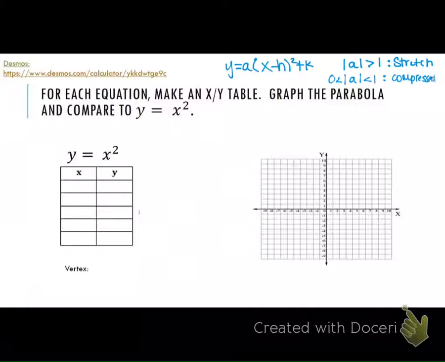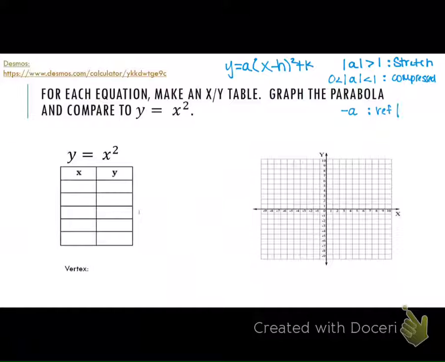These are known as dilations, just so you guys know. So if you ever see the word dilation, that's like the stretching and compressing. We said if our A value is negative, what happens? It reflects over the X.